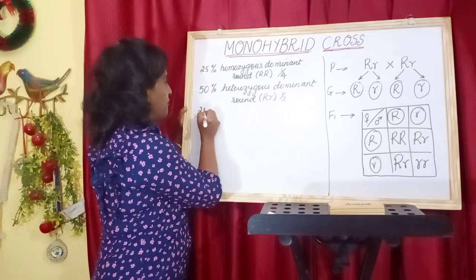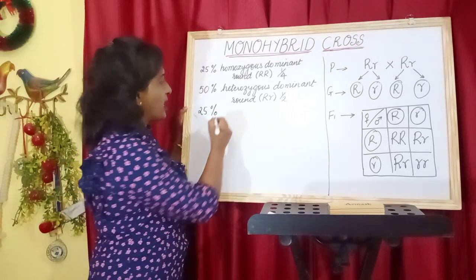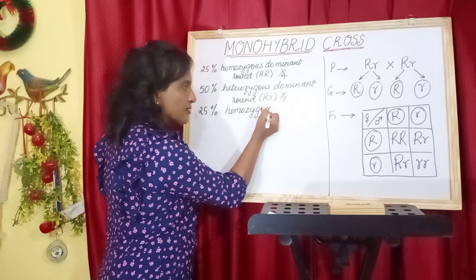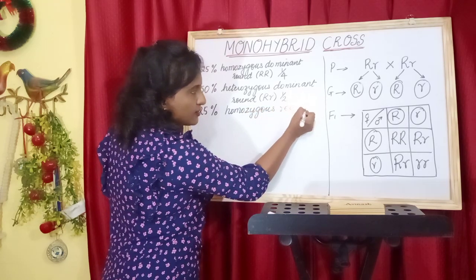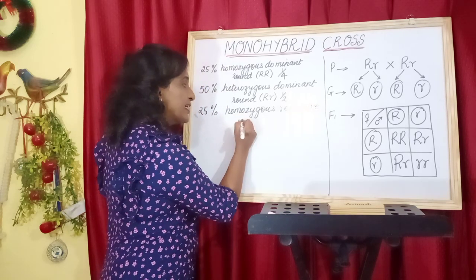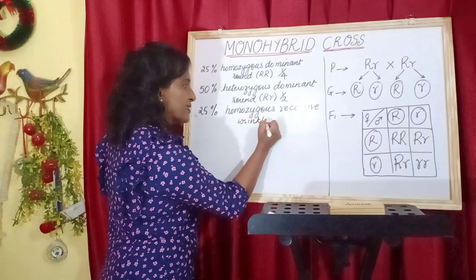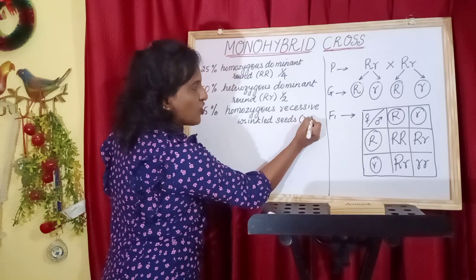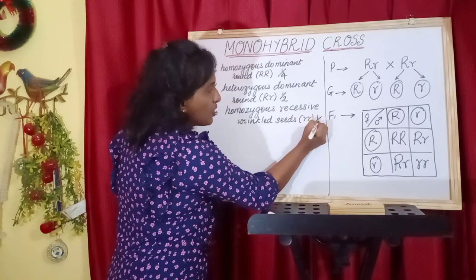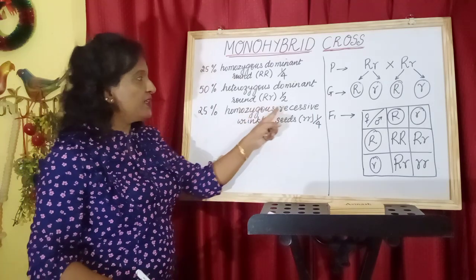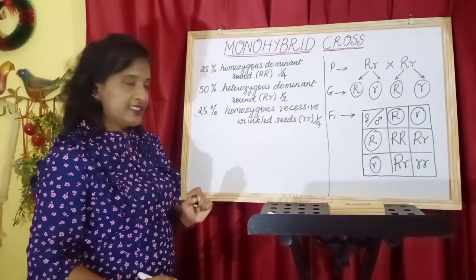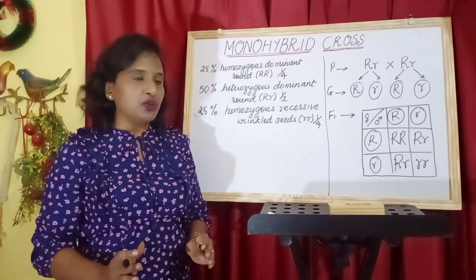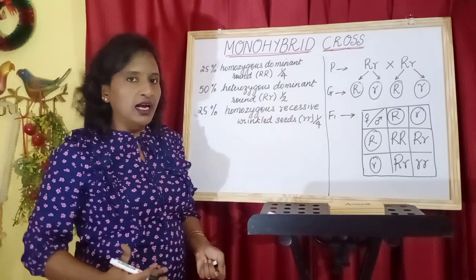Then 25% of plants are homozygous recessive wrinkled seeds, that is small r, small r. So again 1/4 of the offspring are recessive and homozygous. Now we'll see what the phenotypic and genotypic ratio is for this particular problem, since it was asked.